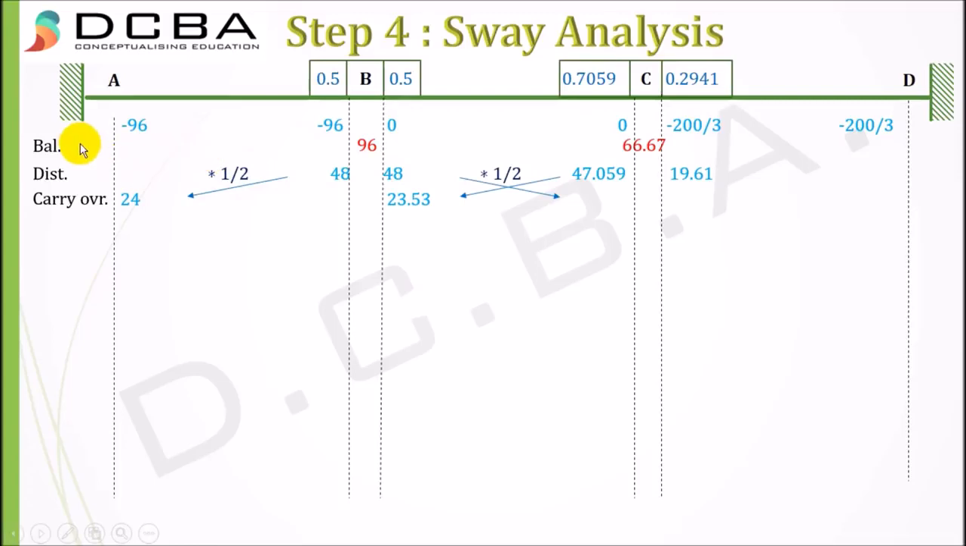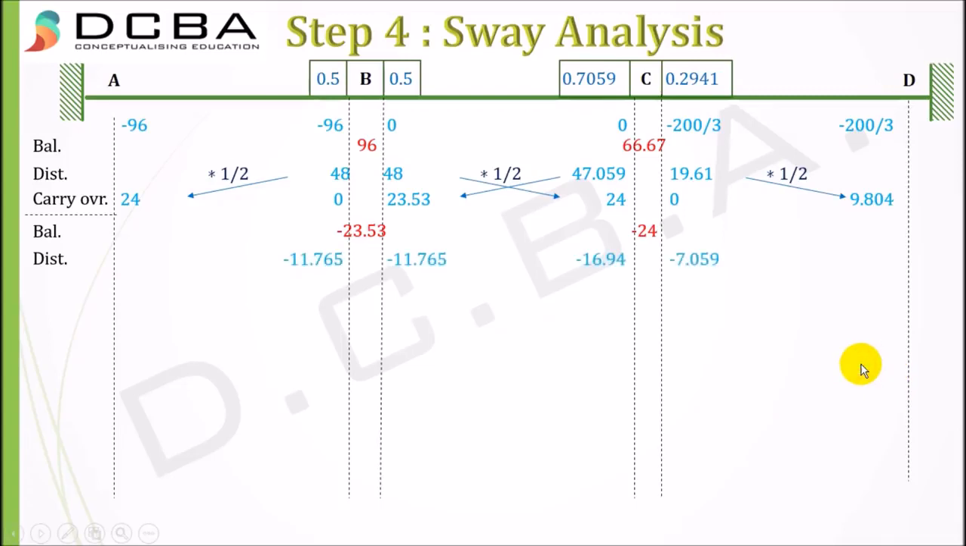By now this moment distribution iteration should be well versed to you, right? There's no need for a more specific explanation in this. Going on to the next iteration till we get a small value. Then the distribution step, and then the carryover step. At any point of time you can pause the video and verify all these calculations by yourself. I would suggest you do that because that'll make you get involved more into the sum.